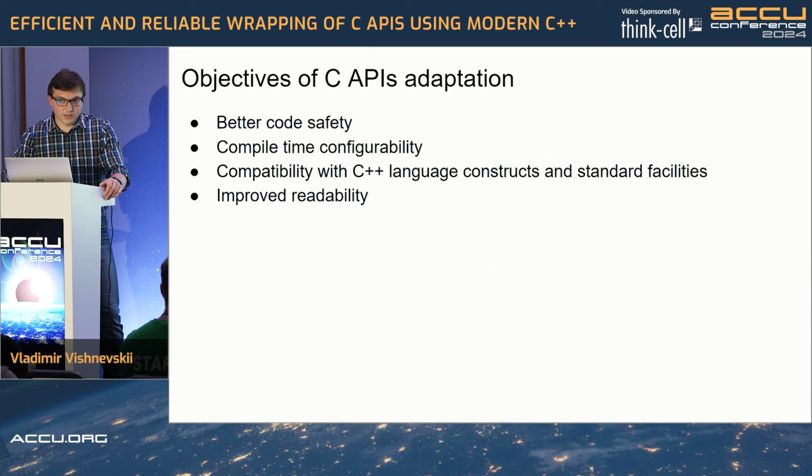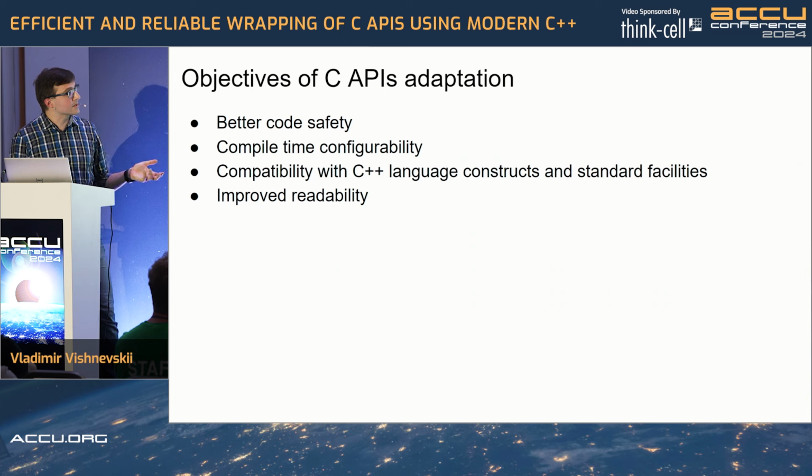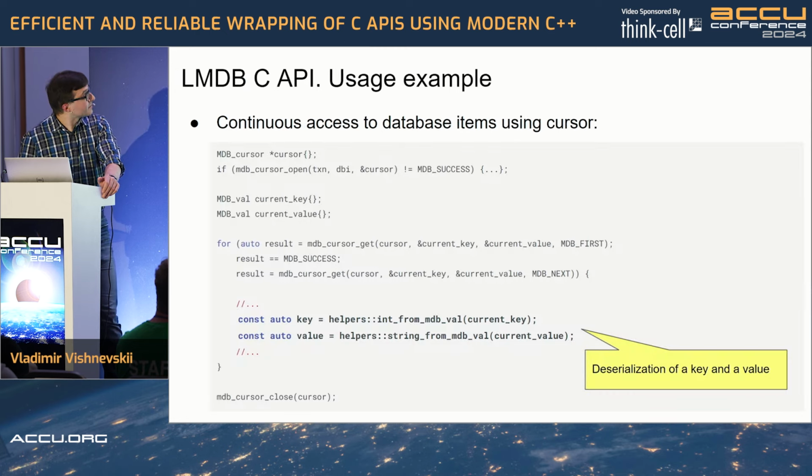For example, if we open the environment in read-only mode, it can be configured not to have the methods that provide mutating access. It also would be good if we can provide compatibility with some C++ language constructs and standard facilities. This would significantly improve usability and reusability of our programs. And in general, improved readability and better structure would be beneficial.